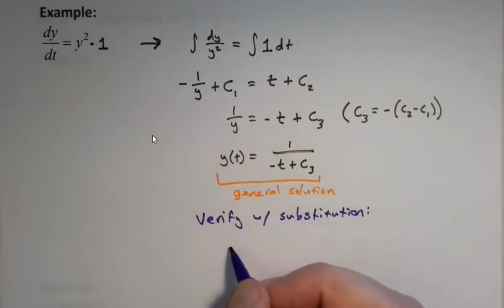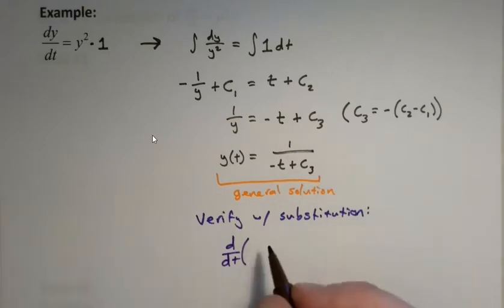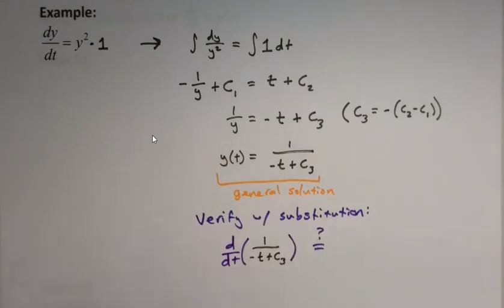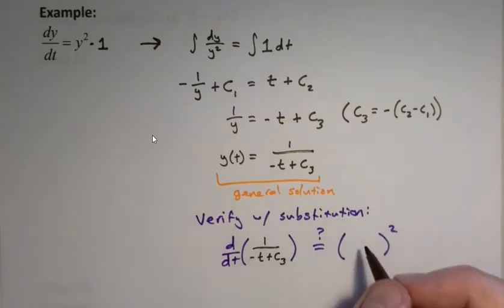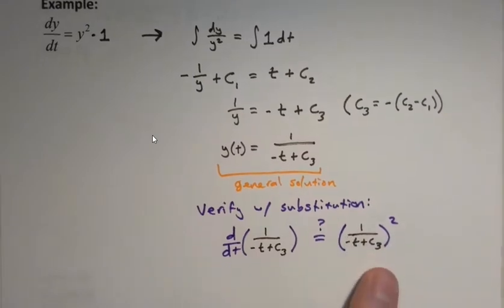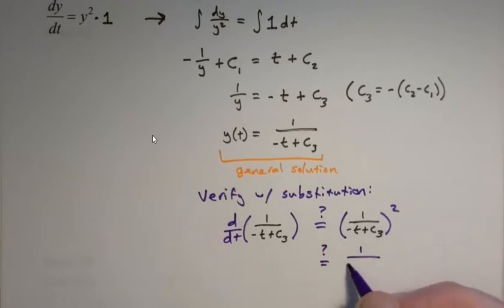So I should be able to say, what happens when I take the derivative with respect to time of that solution there, 1 over negative t plus a constant? Is that in fact equal to the solution itself squared? And so this is 1 over negative t plus a constant. And so the right-hand side's pretty easy. We're just going to wind up with 1 over quantity negative t plus c3 squared, right?